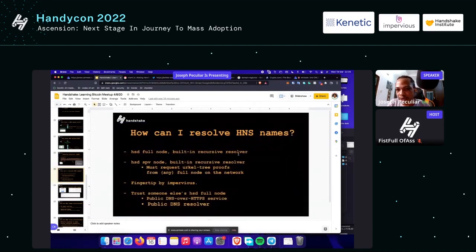Okay, how do I resolve names on Handshake? You could have a full node, or an SPV node. You could have Fingertip by Impervious, which is this icon here. I'm actually using it. It's a very easy tool.